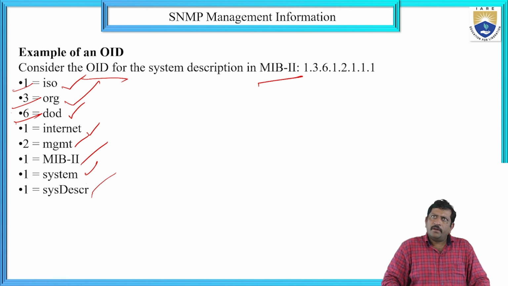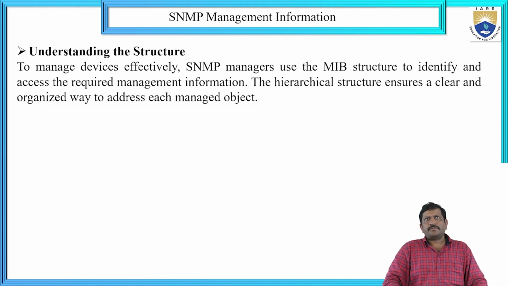So in an information monitoring or information management system, here is understanding the structure. First, to manage the devices effectively, whatever interfaces or devices you are using between the two devices, you have to monitor those devices for effective communication. By monitoring only, we can successfully and effectively send the data to the expected destination.